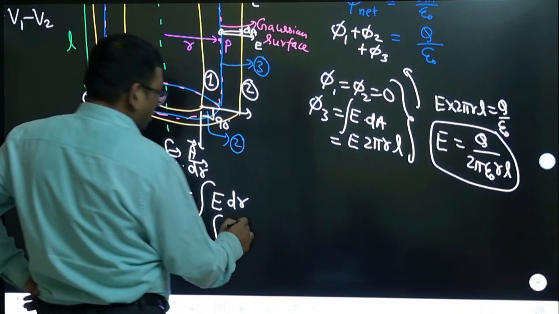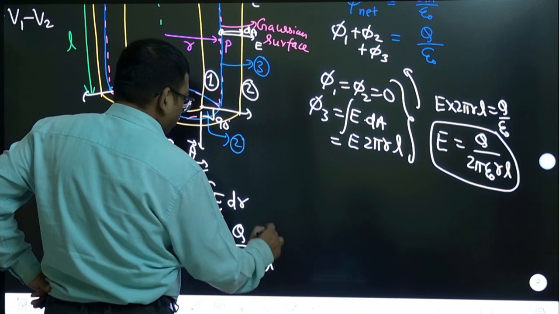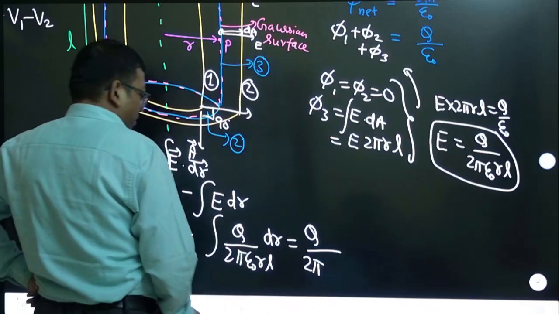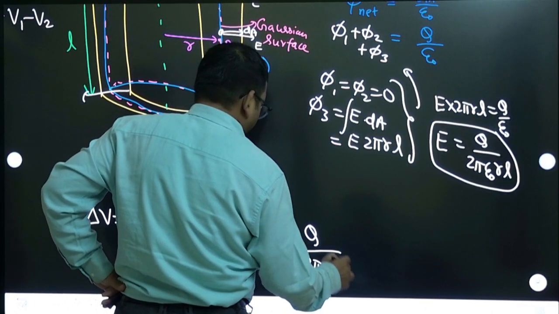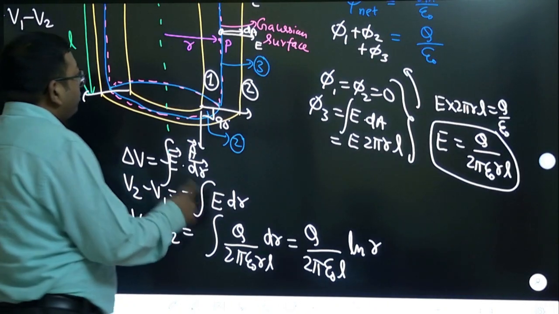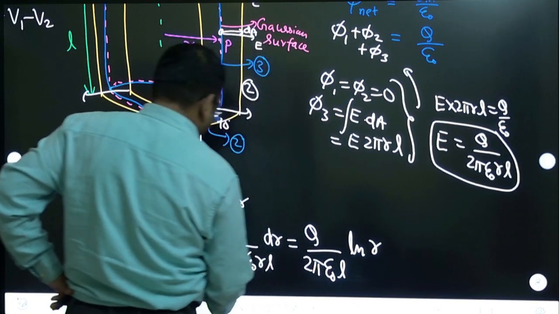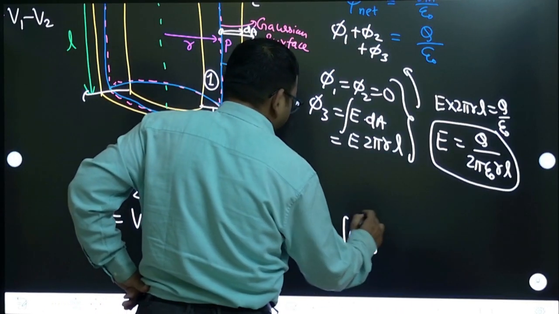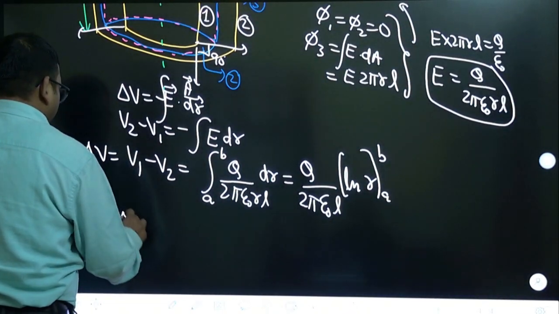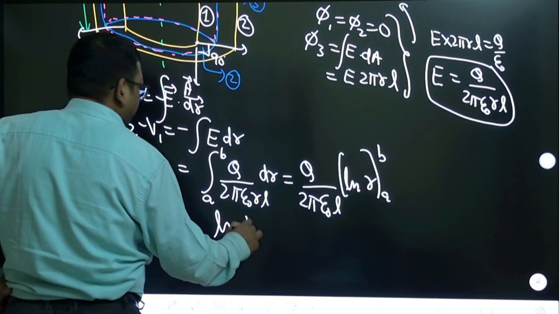The electric field is Q by 2 pi epsilon naught R times L, into dr. So do the integration. The integration becomes Q by 2 pi epsilon naught L, and 1 by R integrates to ln R. And you are going from where to where? You are going from a small radius A to B, so the limit is from A to B. So from here, delta V comes as charge by 2 pi epsilon naught L ln B by A.